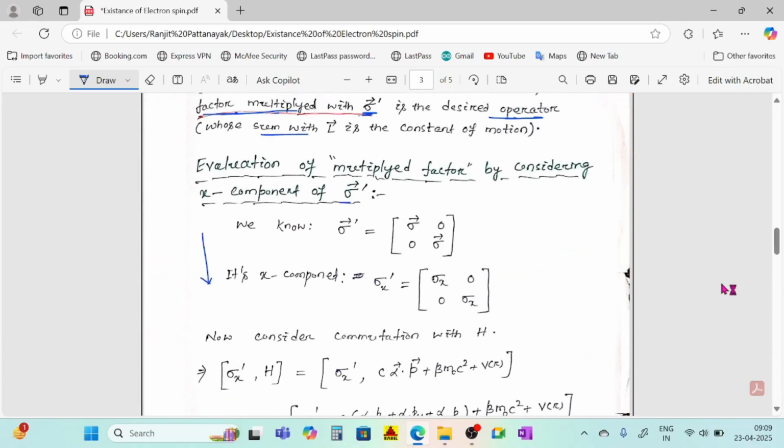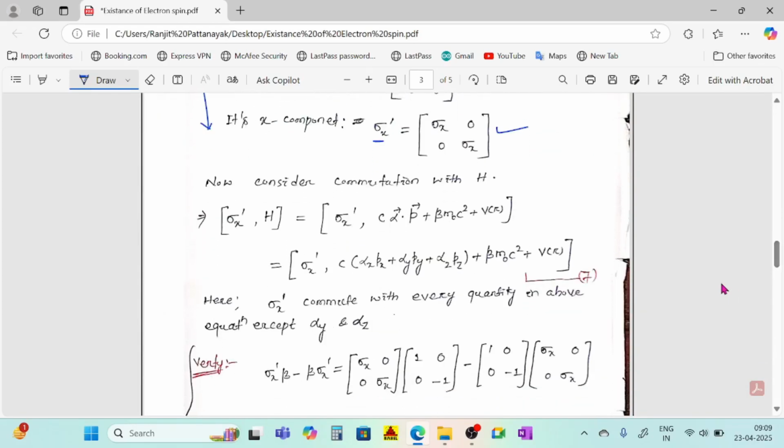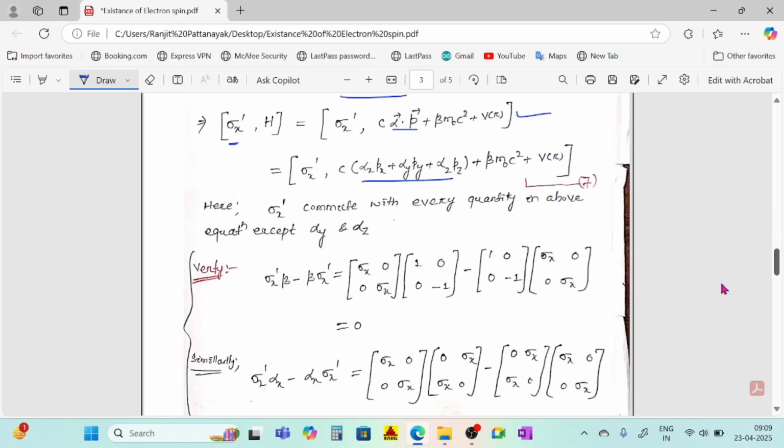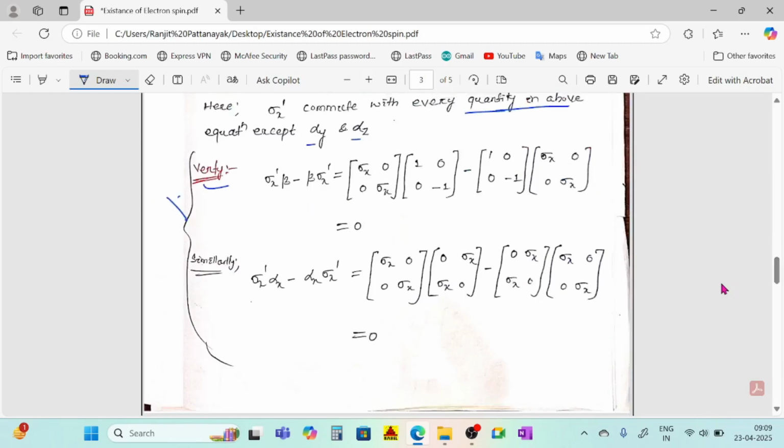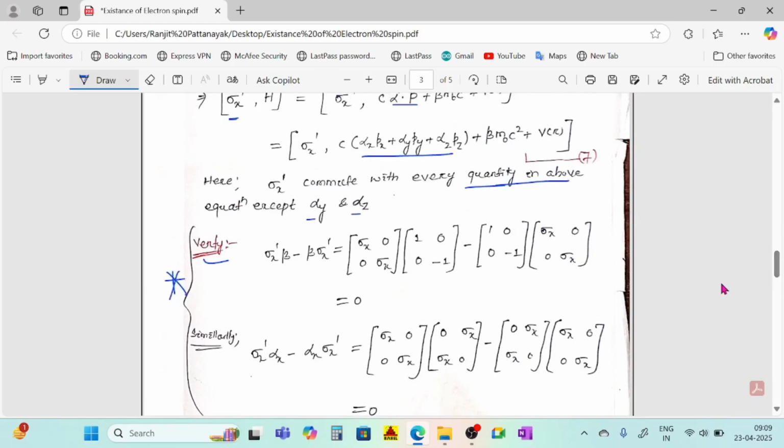So here we know that the sigma dash matrix is this one, the x component we have taken, and now we are going to consider the commutation with H. Its x component with H will be written like this, and alpha dot p is nothing but this one. Here sigma x commutes with every quantity of the above equation except alpha y and alpha z. I have verified this here; these things are not required for your exam. Here you can verify. See, sigma dash and beta. If I write the whole of this bracket, how many commutation terms can we find here? One term, 1 2 3 4 5.